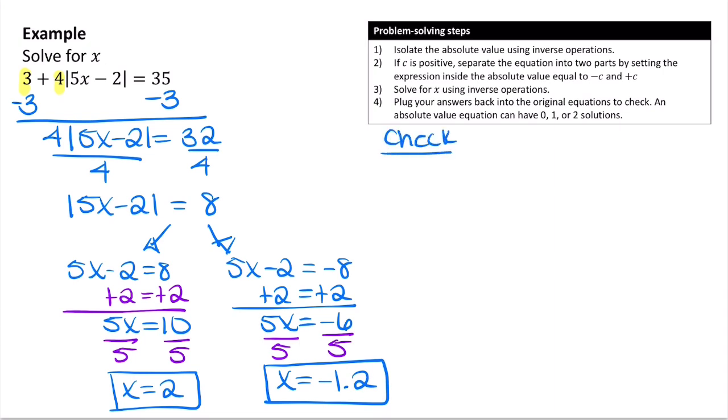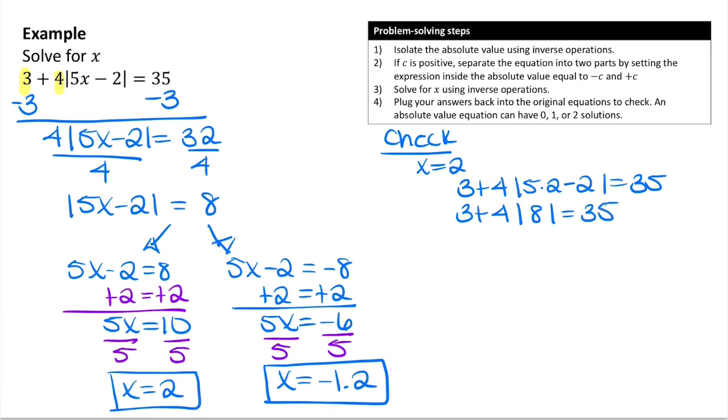So if I check x equals 2, I have 3 plus 4 times the absolute value of 5 times 2 minus 2. And I'm checking if that's equal to 35. So I have 3 plus 4 times the absolute value of, let's see, 5 times 2 is 10. 10 minus 2 is 8, so that's going to be the absolute value of 8. I'm checking if that's equal to 35. So that's 3 plus 4 times 8 is equal to 35, which is 3 plus 32 equals 35. So that is a valid solution.